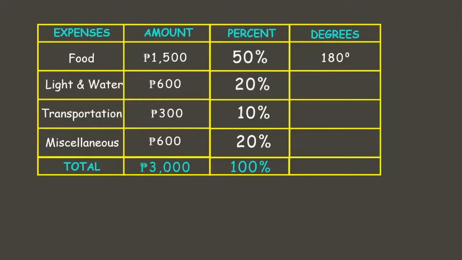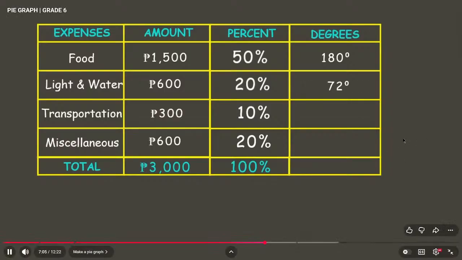Next, we have the light and water. So that will be 360 degrees times 20%. The decimal form of 20% is 0.20. 360 times 0.20 is 72 degrees. Wonderful. Then the miscellaneous, which is also 20%. The decimal form of 20% is 0.20. Therefore, it is 72 degrees.